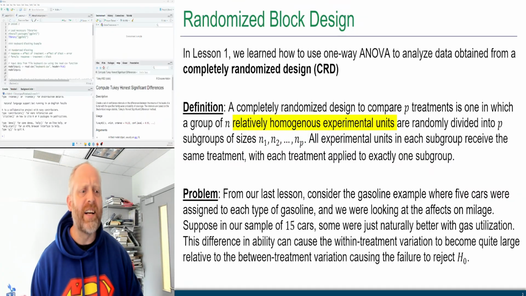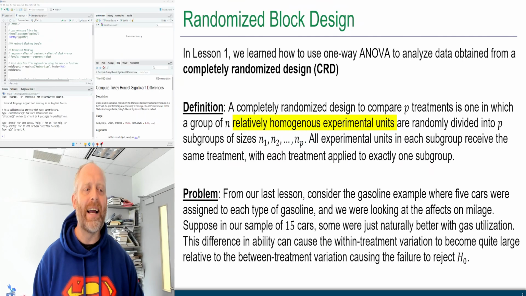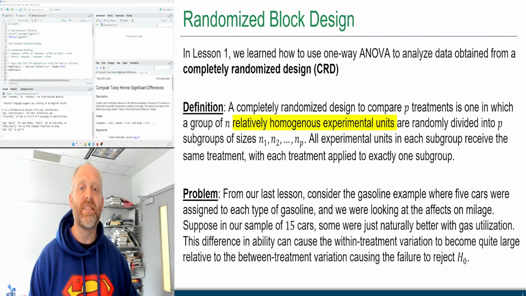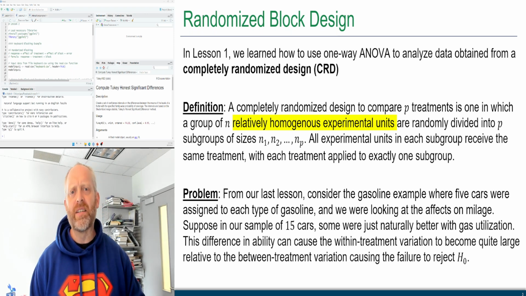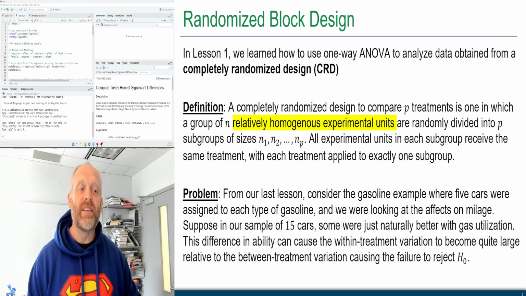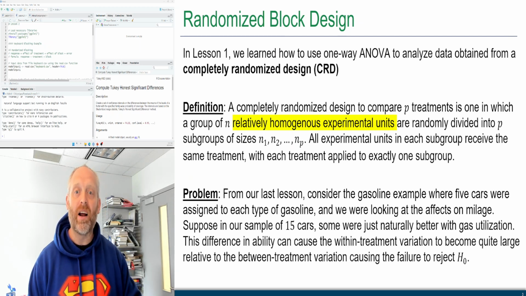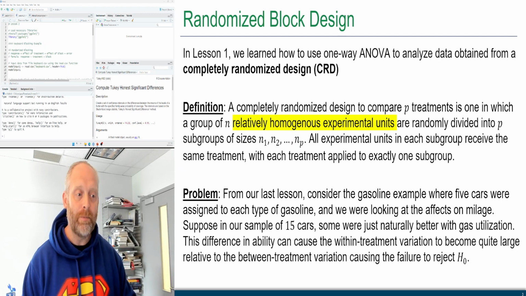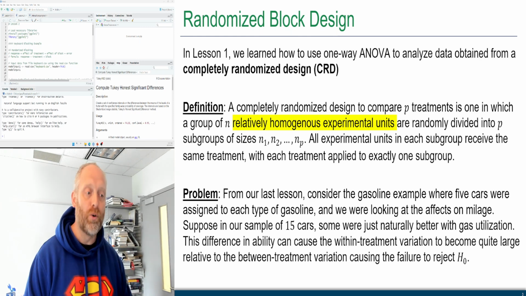So in lesson 1, we learned how to use a one-way ANOVA to analyze data obtained from a completely randomized design, again CRD for short. Just a quick definition here because this is going to play a crucial role as the lead into what we're going to do next. A completely randomized design to compare P treatments. Now again, our example last class dealt with 3 different types of gasoline, so there were 3 different treatments in total.